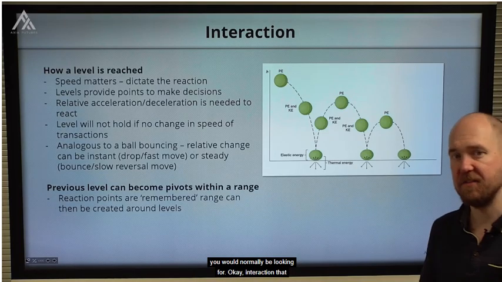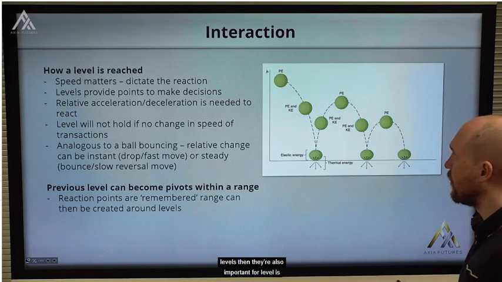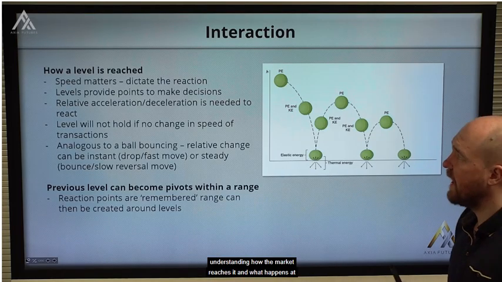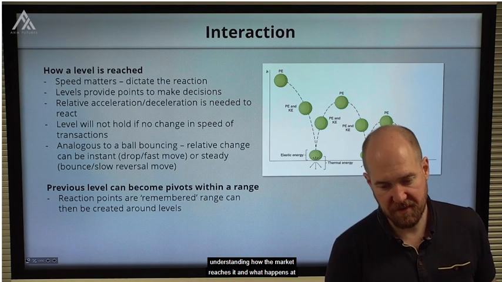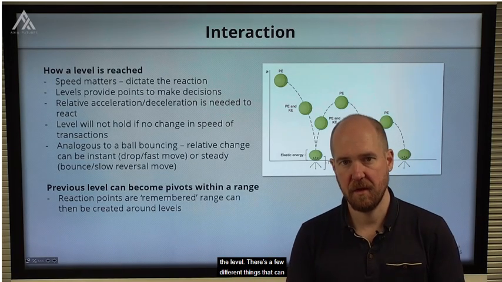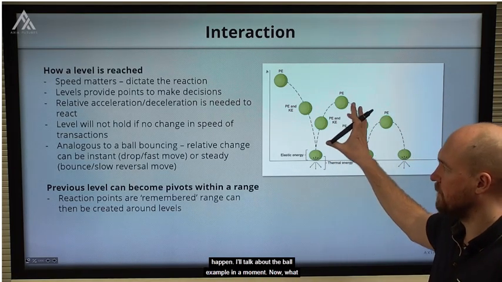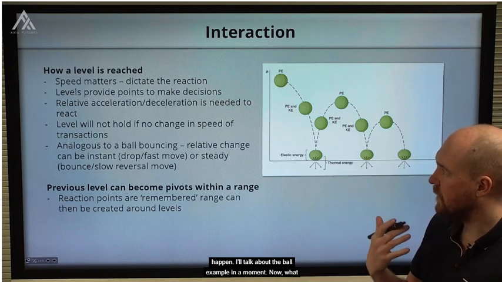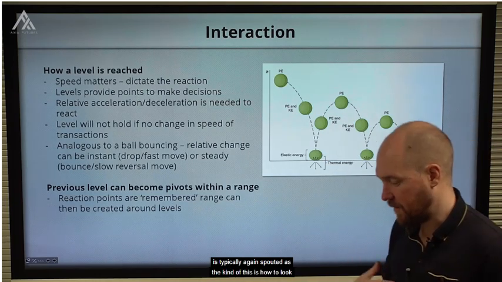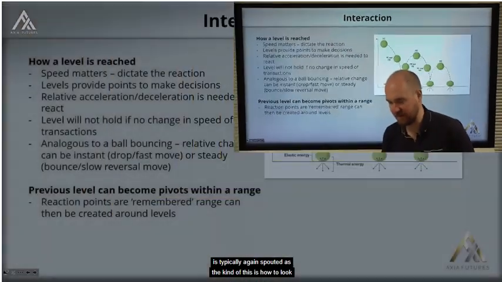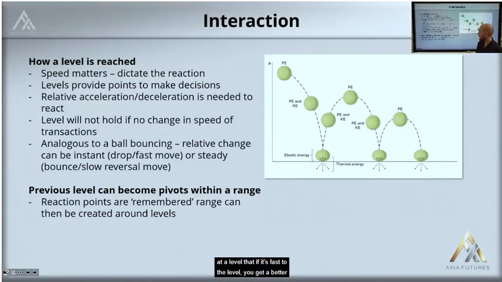Okay, interaction at levels then. Now, what's so important with a level is understanding how the market reaches it and what happens at the level. And there's a few different things that can happen. And I'll talk about the ball example in a moment. Now, what is typically, again, spouted as how to look at a level is that if it's fast to the level, you get a better reaction.